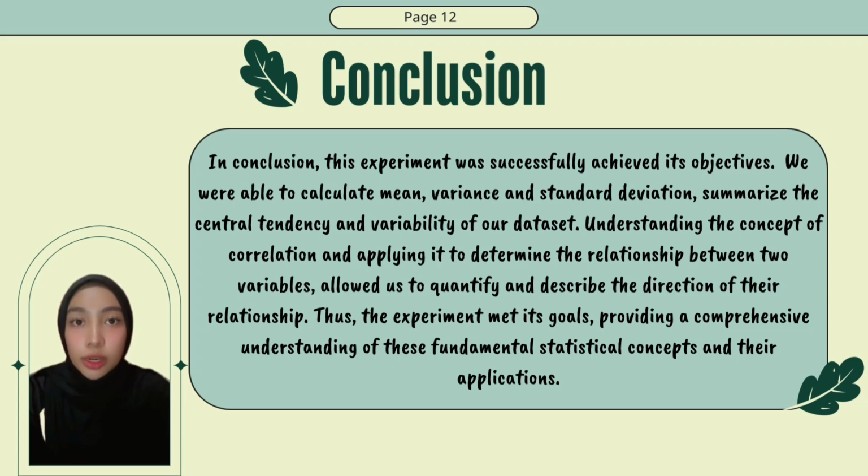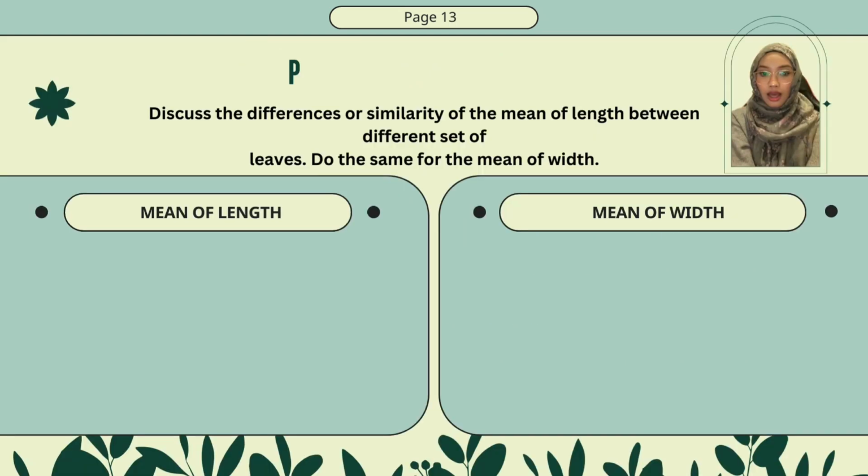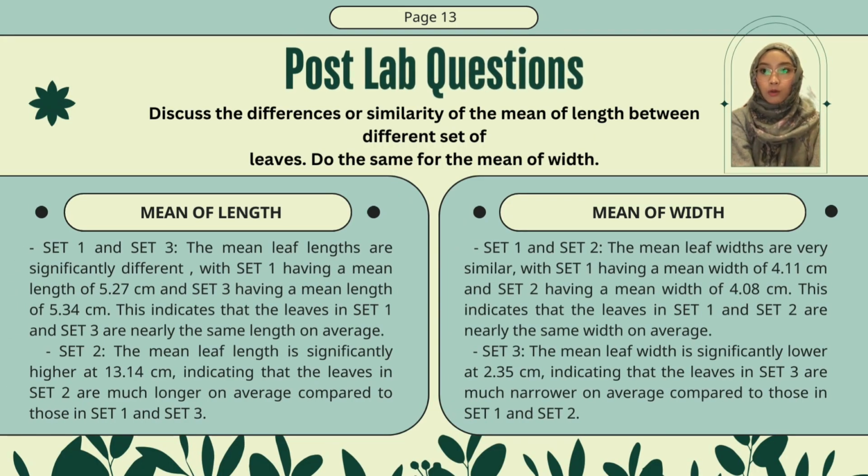Thus, the experiment met its goals, providing a comprehensive understanding of these fundamental statistical concepts and their application. Next, for post-lab questions. Question 1: Discuss the differences or similarity of the mean of length between different sets of leaf. Do the same for the mean of width.